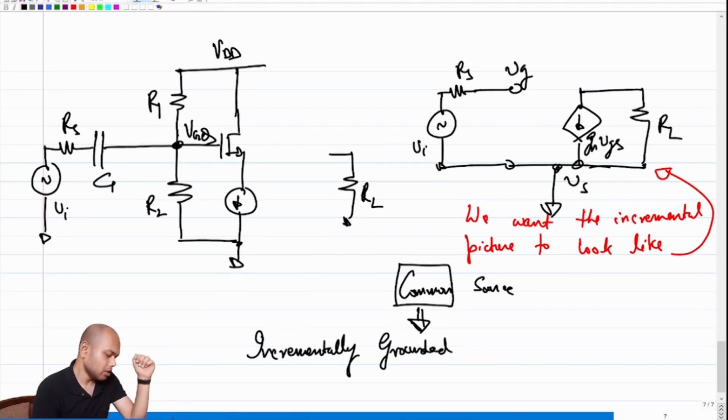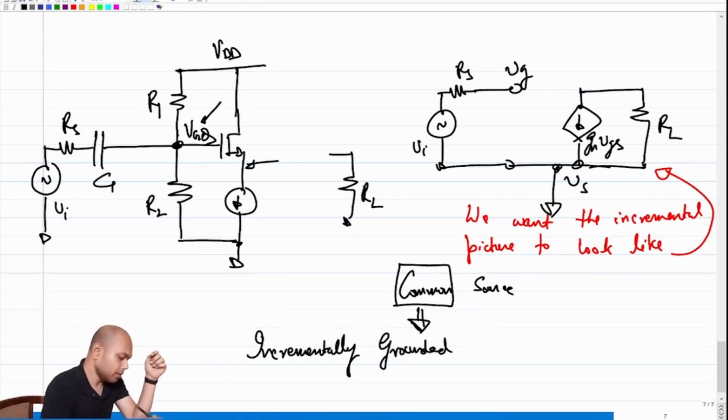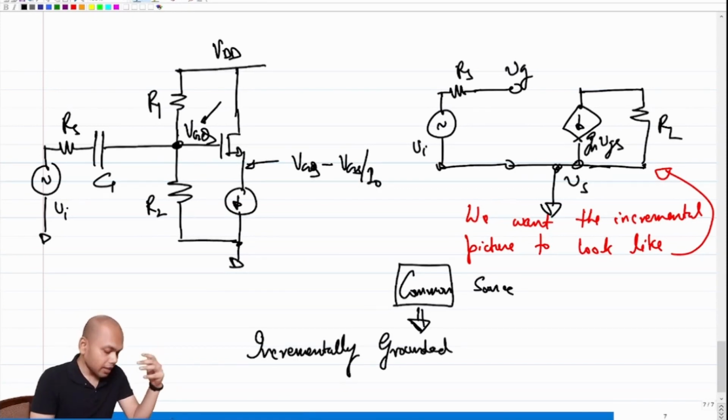What should we do to incrementally ground the source? Again, if this voltage quiescent-wise is VGQ, what is this voltage? This voltage will be VGQ minus the VGS of M1 for a current of I0. And what does incrementally grounded mean? If some node is incrementally grounded, all it means is that it is not changing with time. Its small signal excursion is 0, right? For example, if you have a battery of a certain value, it is incrementally grounded. The terminals of the battery are shorted because they are not incrementally changing, right?